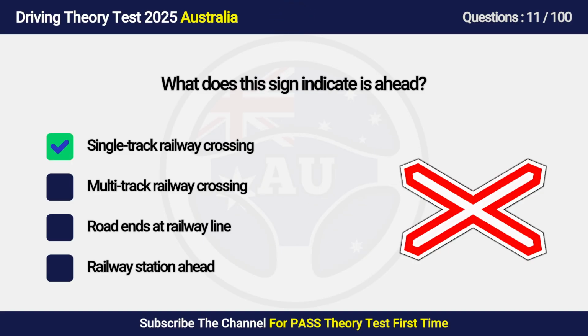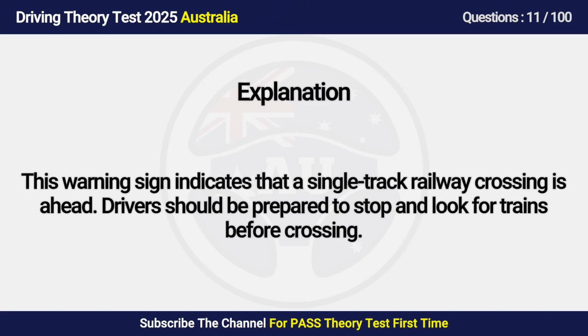Answer is A. Railway crossing. This warning sign indicates that a railway crossing is ahead. Drivers should be prepared to stop and look for trains before crossing.